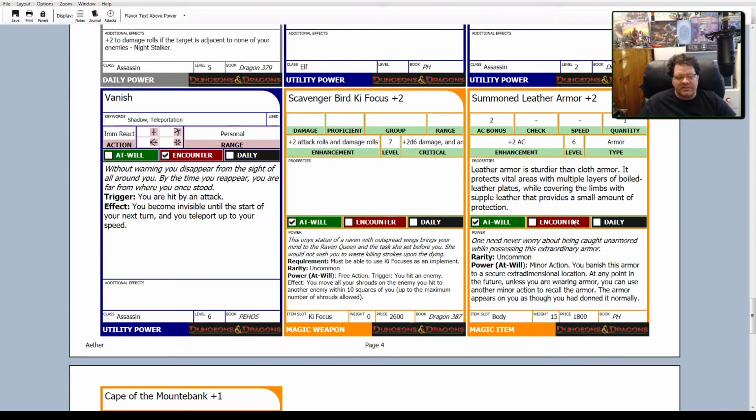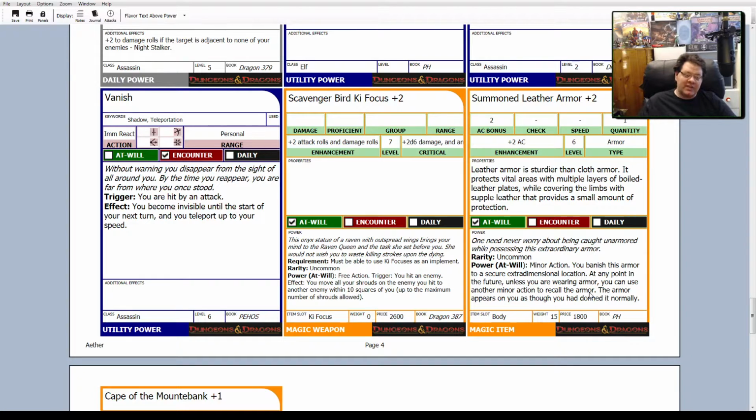Summon leather armor, just because it's cool. Gave me a +2 to AC, which is useful. However, this is my favorite thing. It's an at-will power. As a minor action, I can just banish the armor to an extra dimensional location, and then as a minor action, I can poof it back into being.